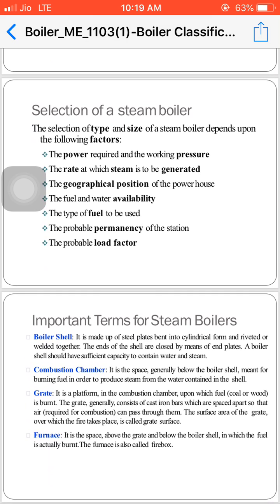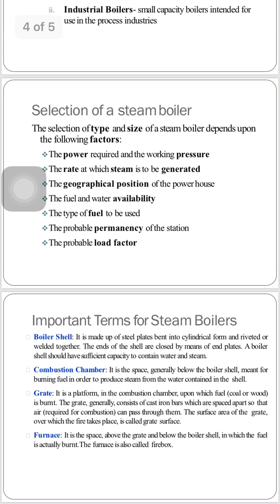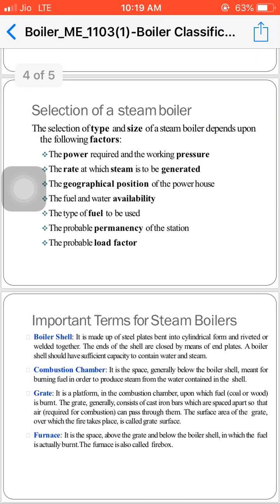Now we have to see the important terms for steam boilers. There are four important terms in boilers. First one is the boiler shell, second one combustion chamber, third grate, and last one is the furnace. Boiler shell means it is made up of steel plates bent into cylindrical form and riveted or welded together. The ends of the shell are closed by means of end plates. A boiler shell should have sufficient capacity to contain water and steam.